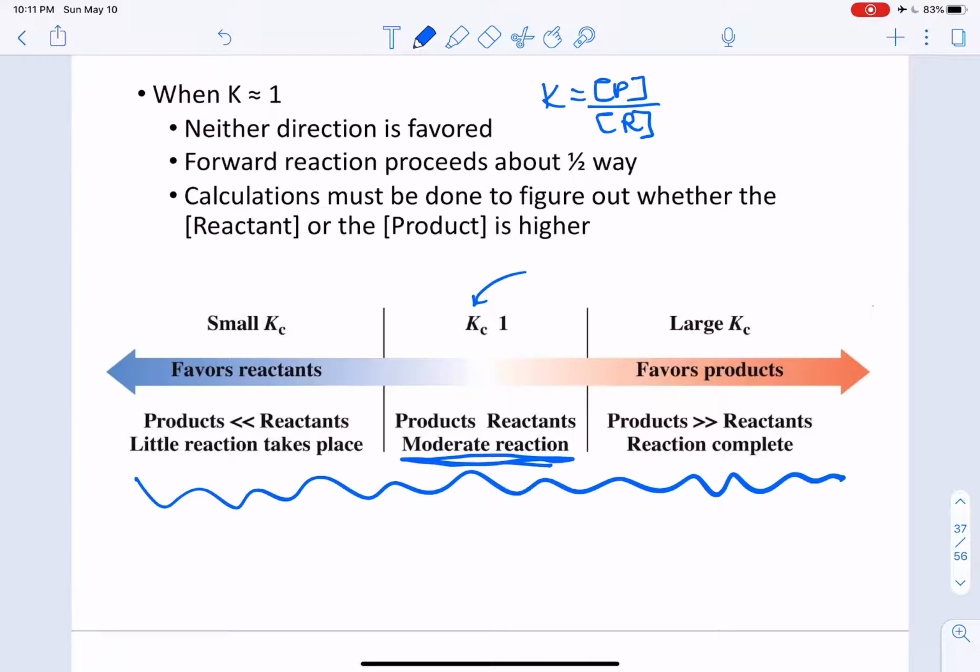Okay. Large Kc right here, that means that we've got a lot of products being made. So it's a product favored reaction. And a small K means that we are reactant favored reaction. Okay, so when we reach equilibrium, we have a lot of reactants sitting around and not very much product.